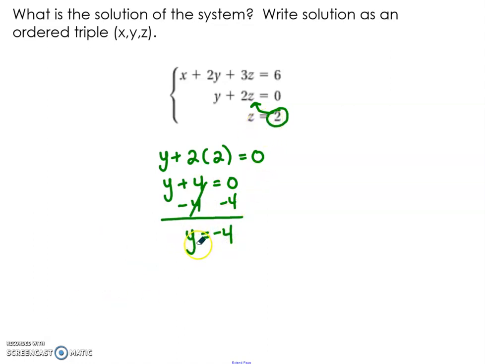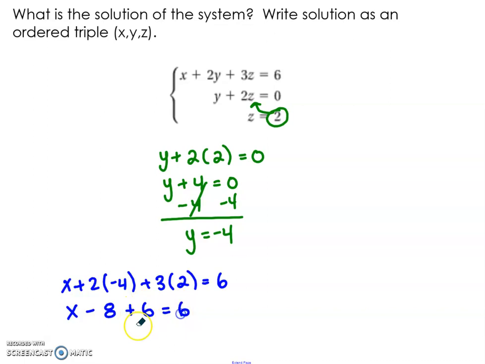So now that I have z and I have y, I can go to that first equation and I can plug in the z and the y and solve for x. So x plus 2 times y, and y is negative 4, plus 3 times z, and z is 2, equals 6. So I'll get x minus 8 plus 6 equals 6. If I combine like terms, I'm going to get x minus 2 equals 6, and then I can add 2 to both sides, and I'll get that x is equal to 8.